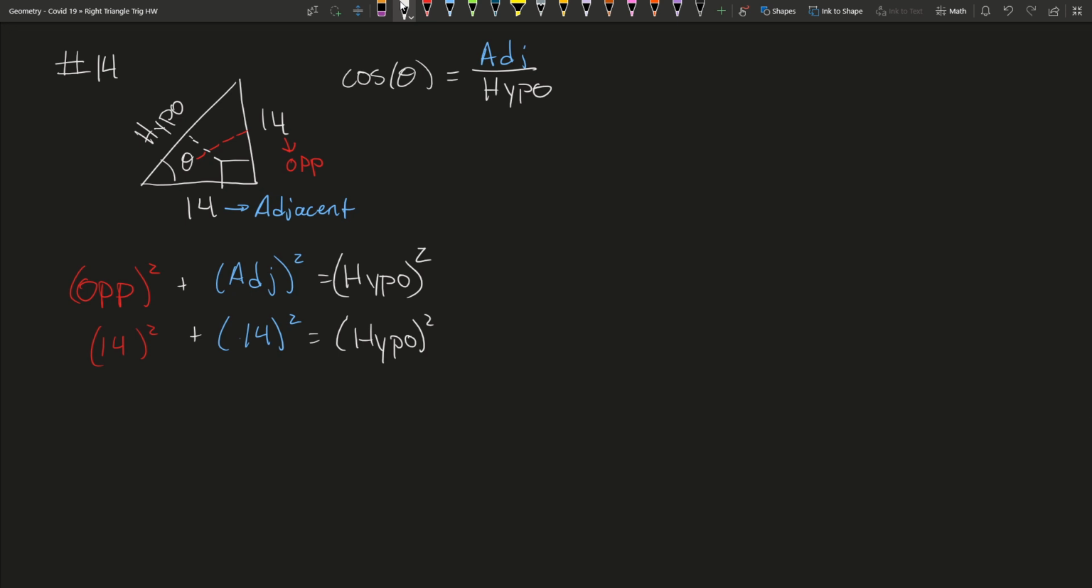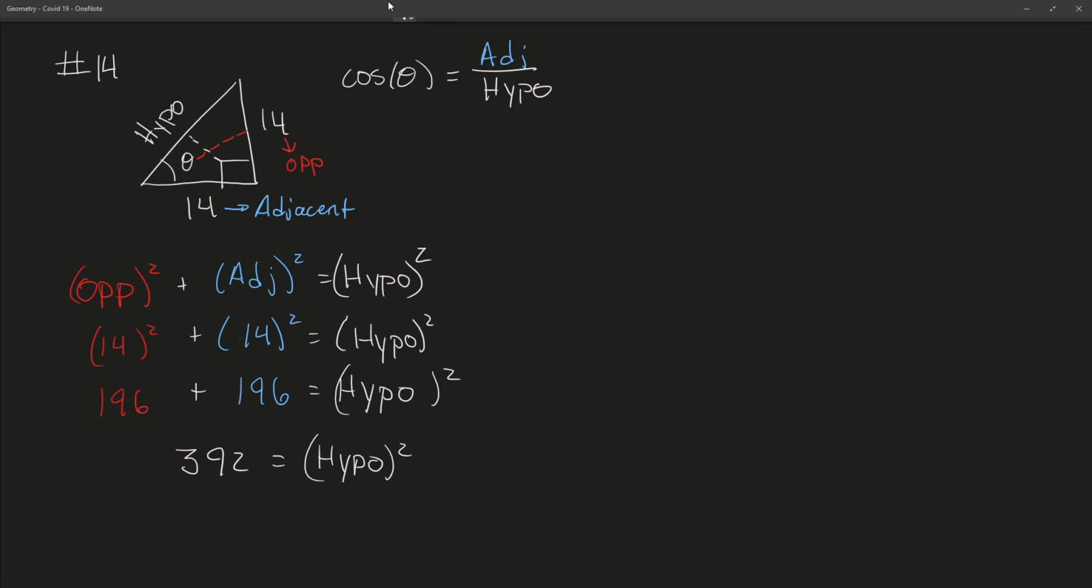And then we just simplify really. So 14 squared is 196. 196 plus 196 is 392. So before I solve for just the hypotenuse, are there questions about what I've done so far?